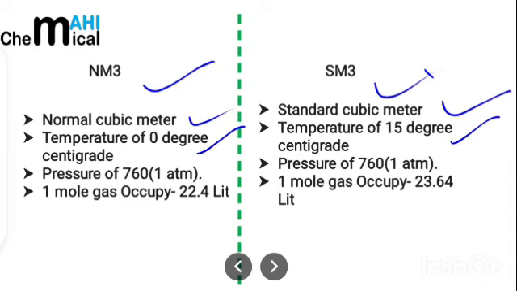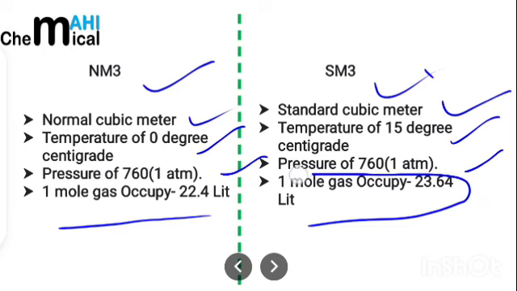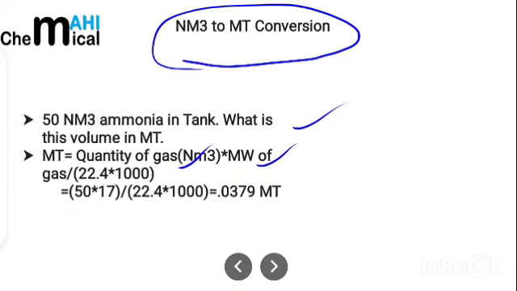The pressure in both cases is basically 1 atmosphere, and in case of Nm³, 1 mole of a gas is occupying 22.4 liters of volume, but in case of Sm³, 1 mole of a gas is occupying 23.64 liters of volume. These are basically the main differences between Nm³ and Sm³.